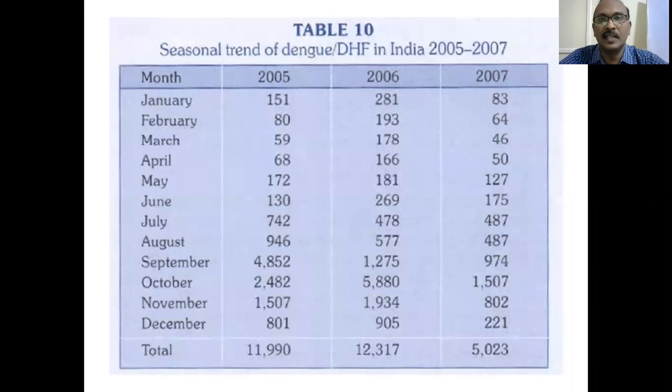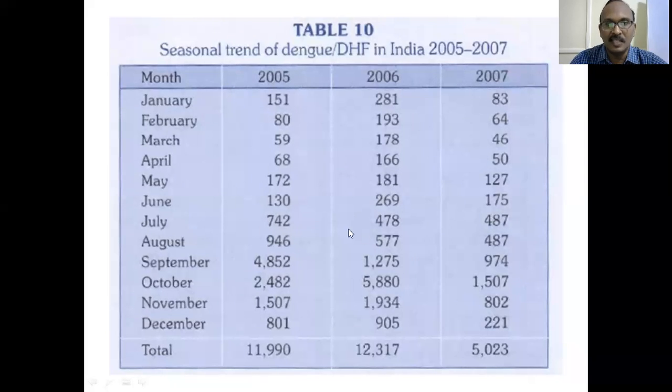Now, look into this particular trend of dengue or dengue hemorrhagic fever in India from 2005 to 2007. In 2005, we have the dengue cases starting from January to December. What we observe is that in the month of July, the late summer and early rainfall, there is a peaking of cases starting from July and ending up to November. So this signifies the occurrence of the epidemic.